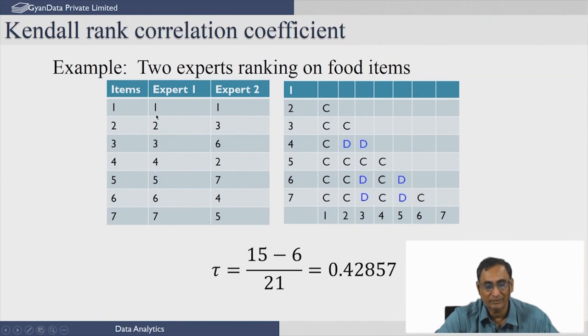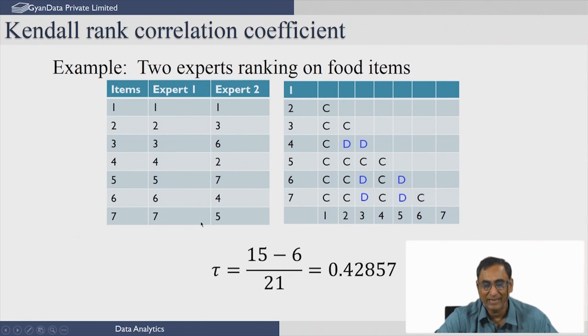Let us look at the fourth and the first one. Expert 1 says the fourth is better, expert 2 also says better, concordant. But if you compare the second and fourth, expert 1 says the fourth one is better than the second, but expert 2 disagrees, he says the fourth is worse than the second one. So, there is a discordant pair of data, that is indicated by 2. So, 4 and 2 are discordant, 4 and 3 are discordant. Similarly, here it says 5 and 1 are concordant, 5 and 2 are concordant, and so on and so forth.